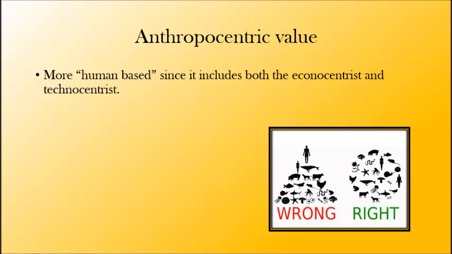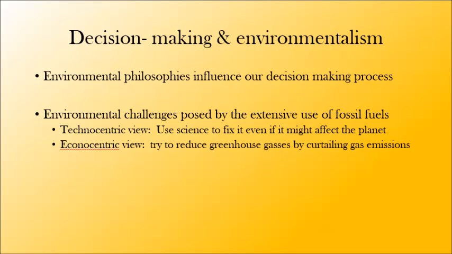Lastly, we see the anthropocentric worldview, which is human-based since it includes both the ecocentrist and technocentrist in its perspectives. In their eyes, humans, for example, play a key role in managing sustainable global systems since they have the power to either protect it or destroy it.